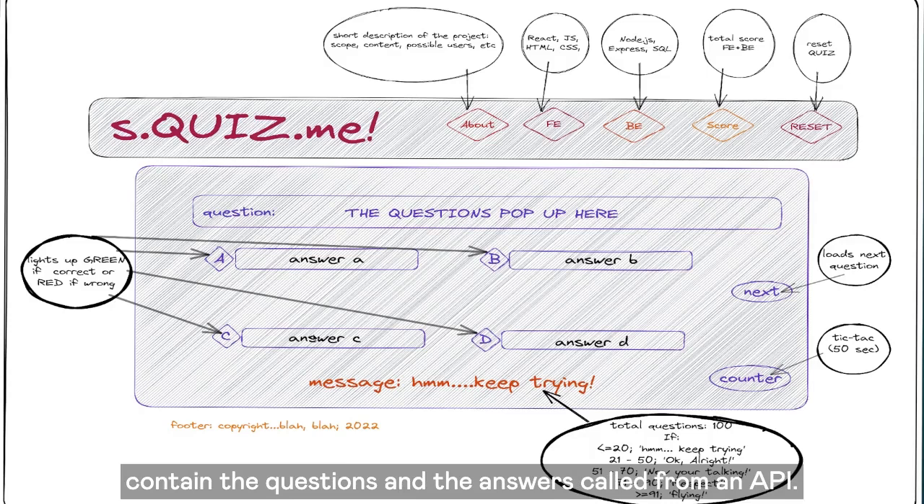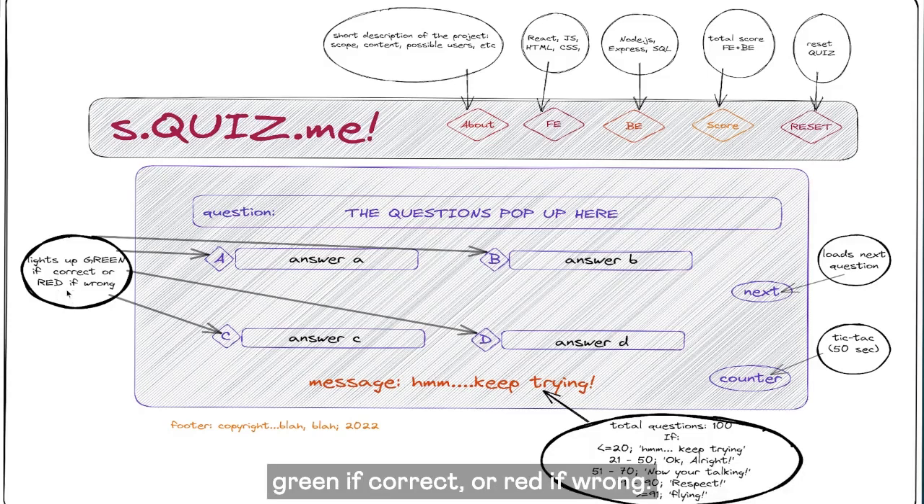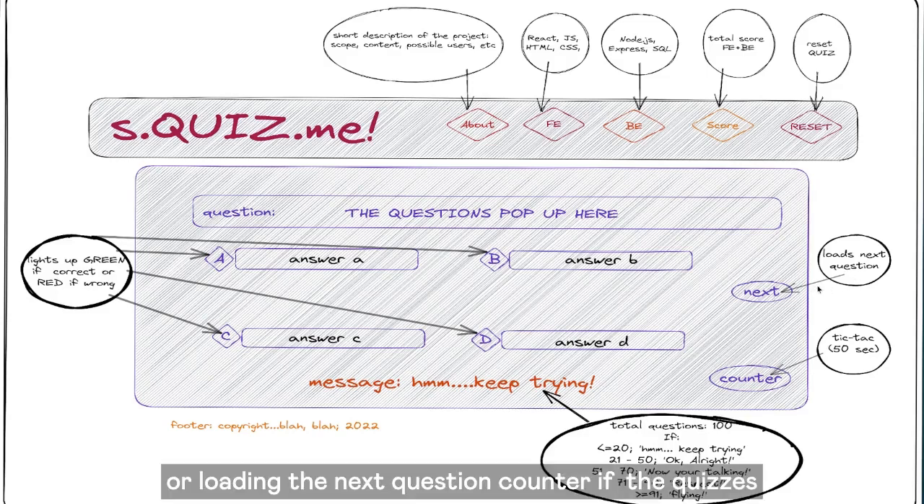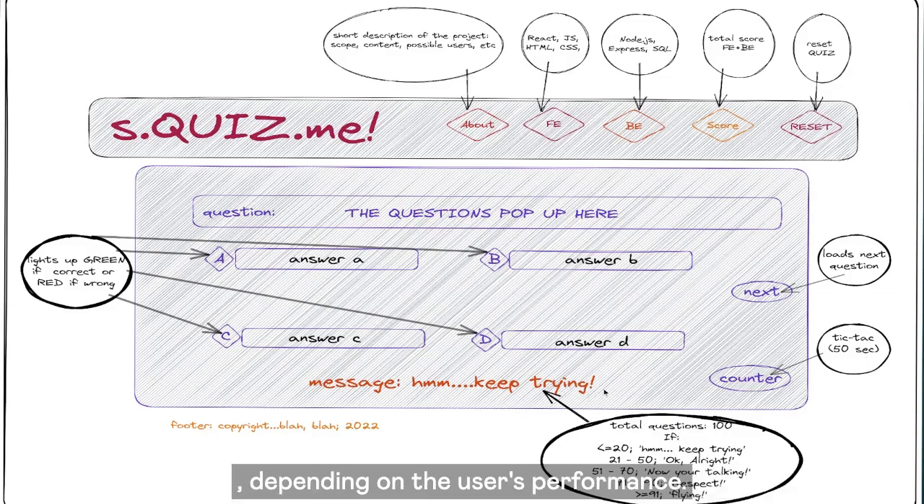The second part of the app would be a container that would contain the questions and the answers called from an API, and the answers would light up green if correct or red if wrong. Then a next button for loading the next question, a counter if the quizzes would be built against time, and an intermediate message depending on the user's performance.